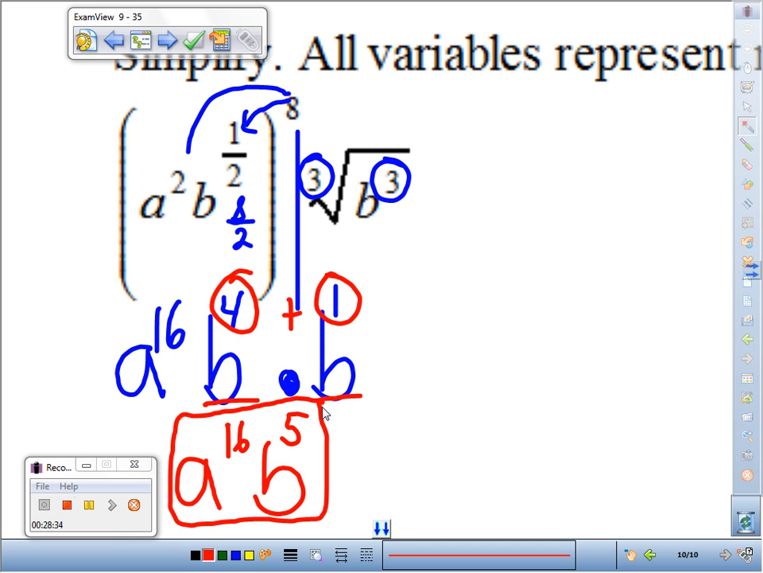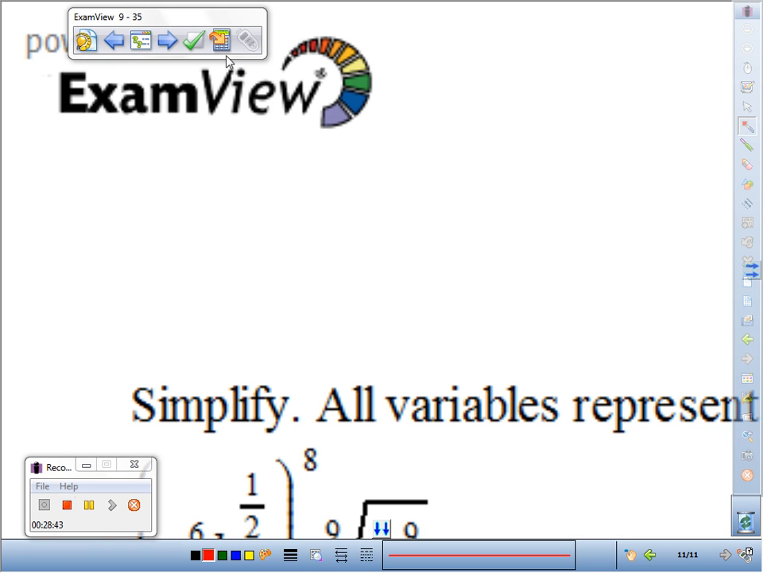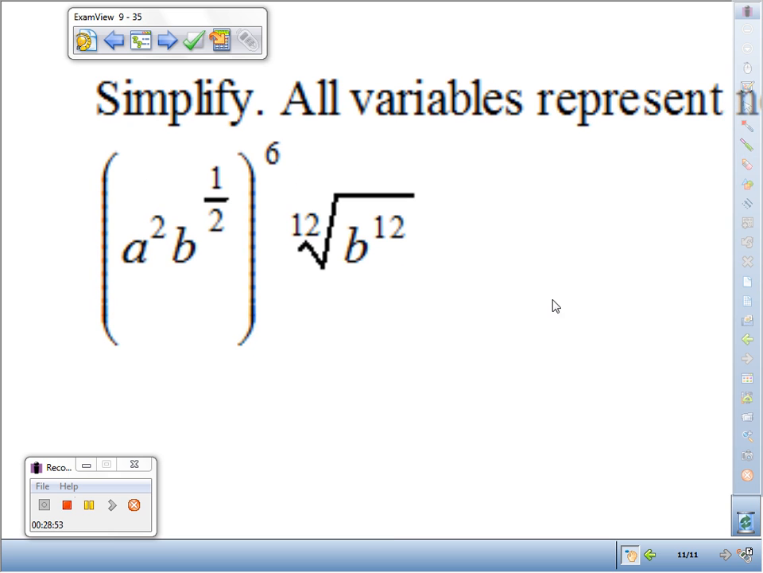How are we doing? Okay, let's do another one, example 9q. Copy this one. A squared b 1/2 to the 6th power and 12th root of b 12th. So you got 20 seconds.